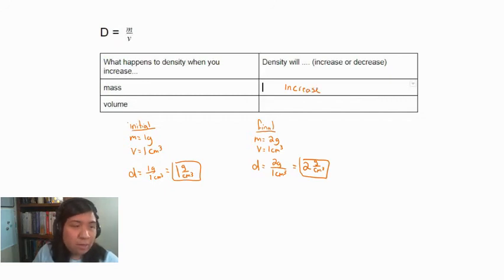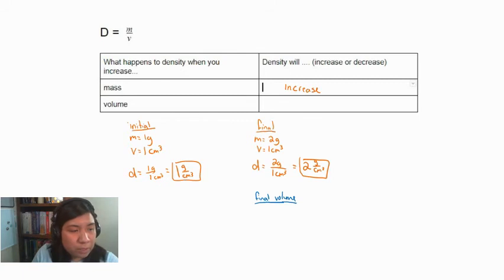Now let's look at the second one. What happens to the density when you increase volume? I'm going to keep my initial values for density the same, but now I'm going to do a different final value. So I'm going to do final volume.